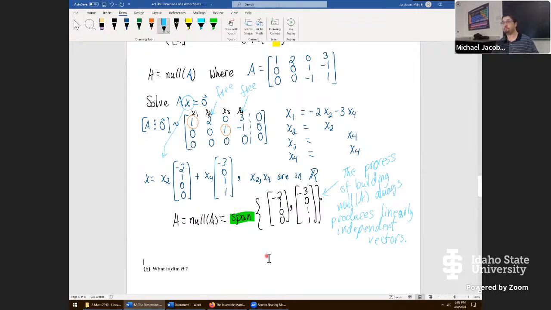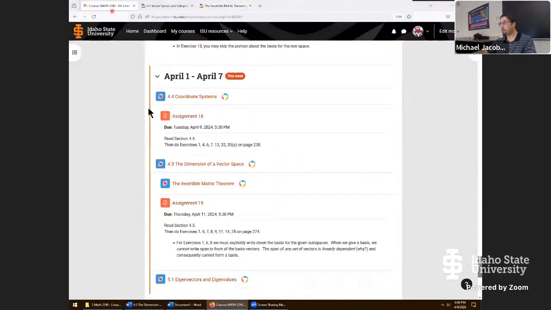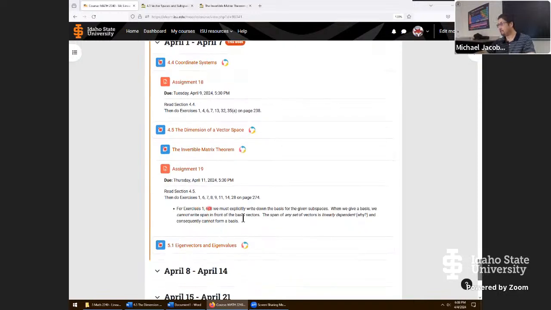Just all the vectors are independent, not the. Exactly, just the vectors right here. And I'm really glad you mentioned that, because when you go to take a look at the homework problems, I did write down something here just to be careful with problems 1, 6, and 8. It says we must explicitly write down the actual basis. That's what part of the exercises are for those exercises 1, 6, and 8.